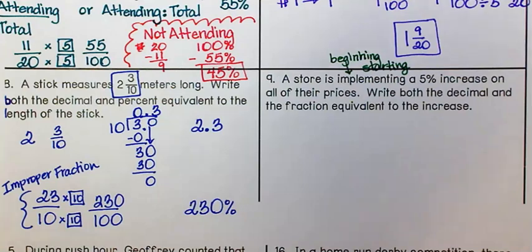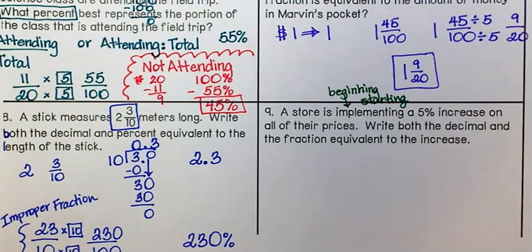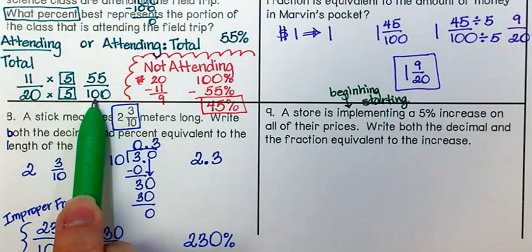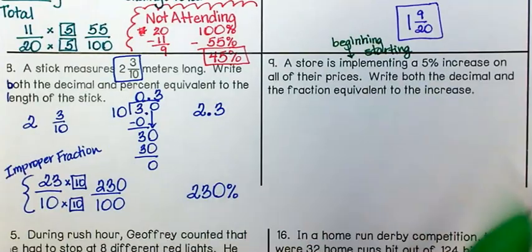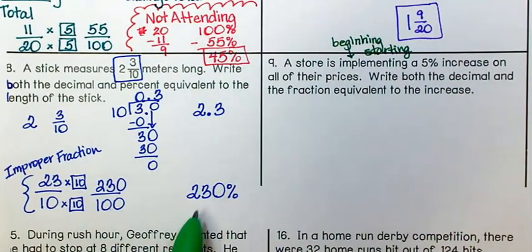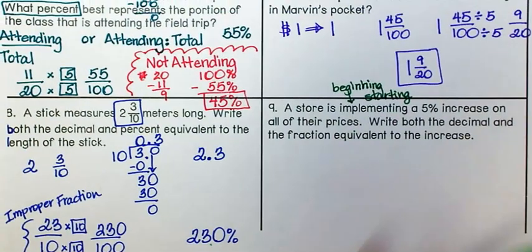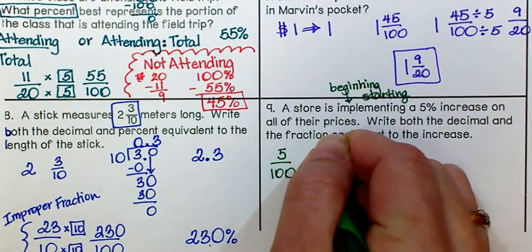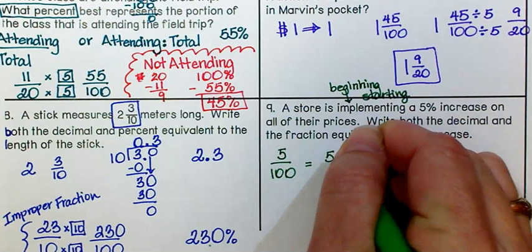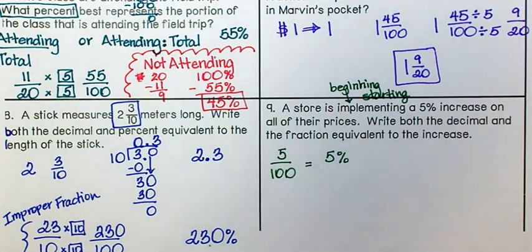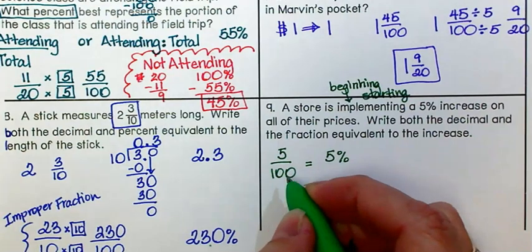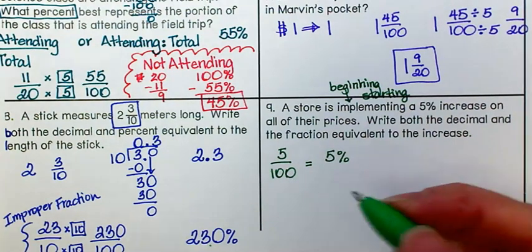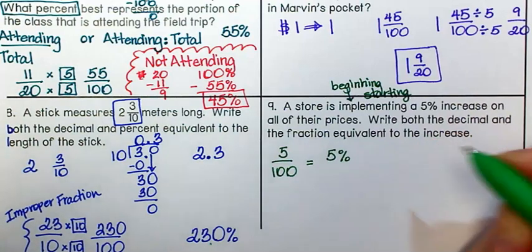Okay, so I'm going to remind you, remember over here, 55 over 100 was 55%. 230 over 100 was 230%. So 5 over 100 is 5%, okay? So it says write both the decimal and the fraction equivalent. Okay, so here's a fraction, but it is not in lowest terms. So I can do it one of two ways.